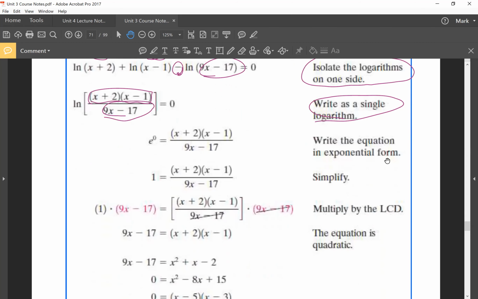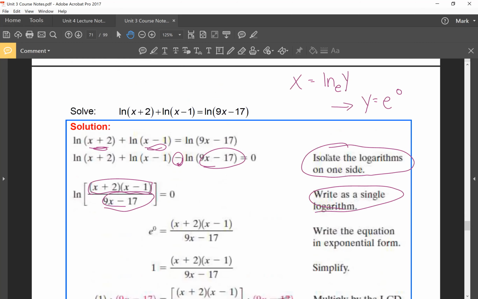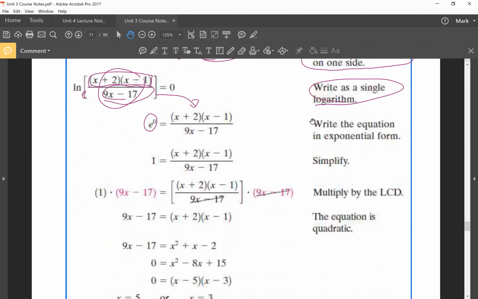Then I put it in exponential form. So again, did I have that written up top? Yep. So ln e equals 0. So that means this part is my y, e to the power of 0, and I solve my equation. If you're wondering why it is e to the power of 0, it's because I take this e and raise it to this power. So 1 equals this.